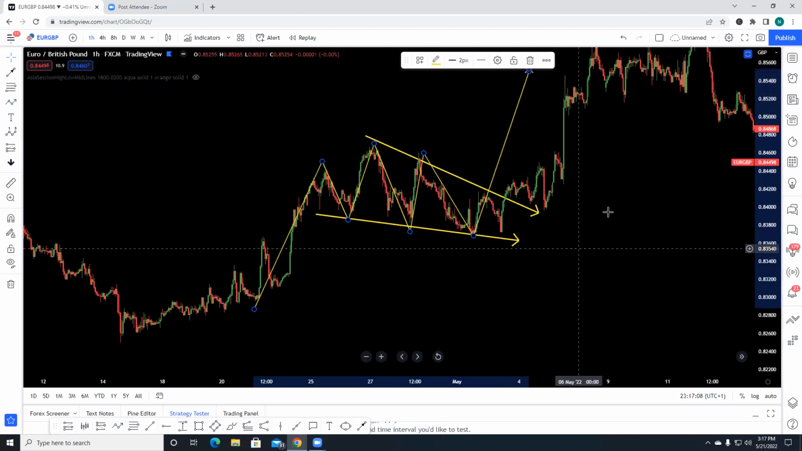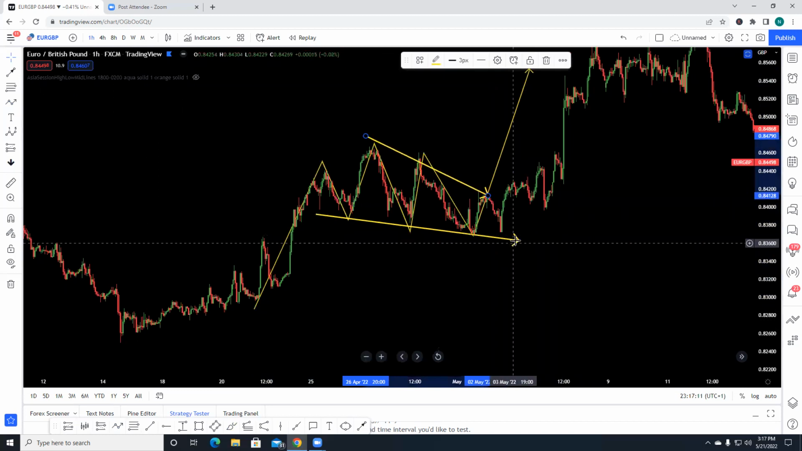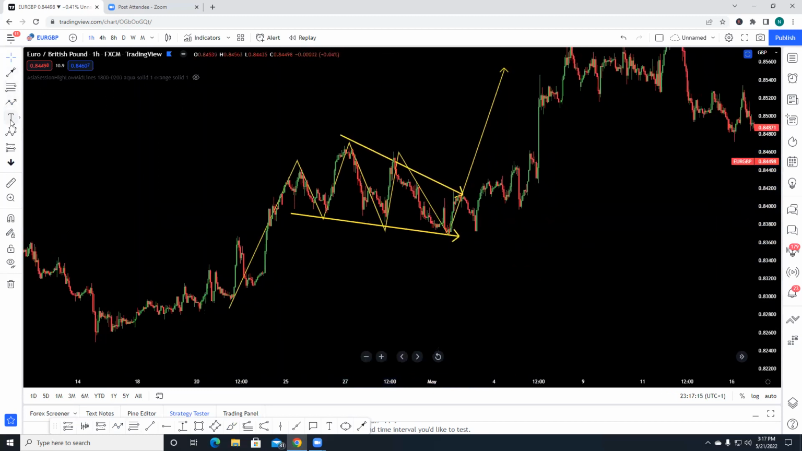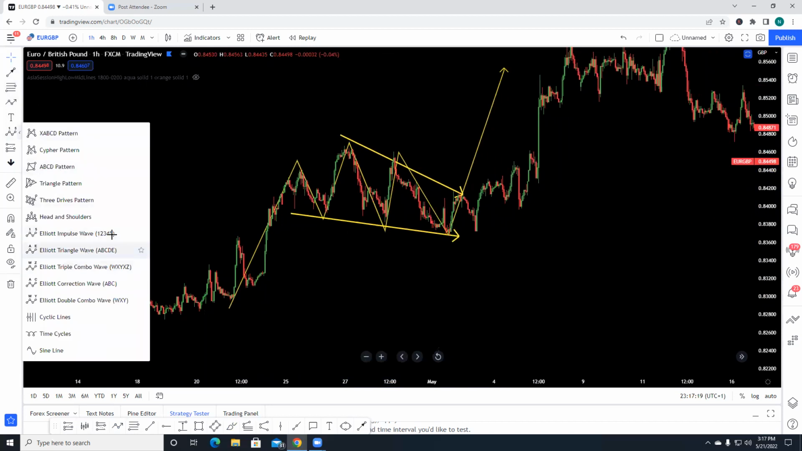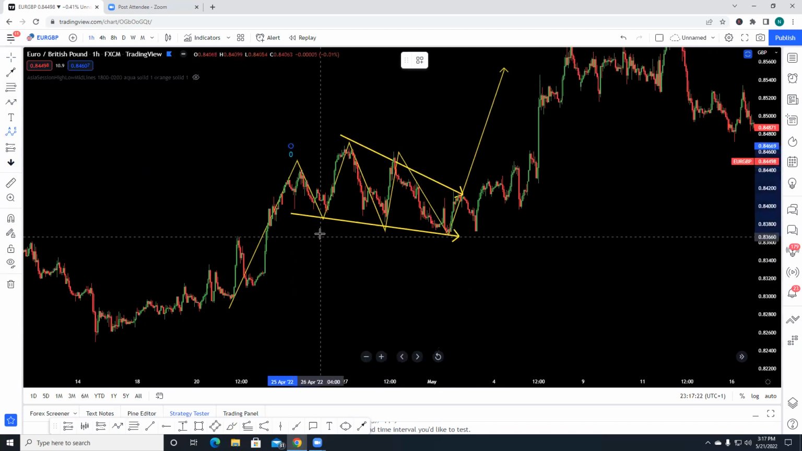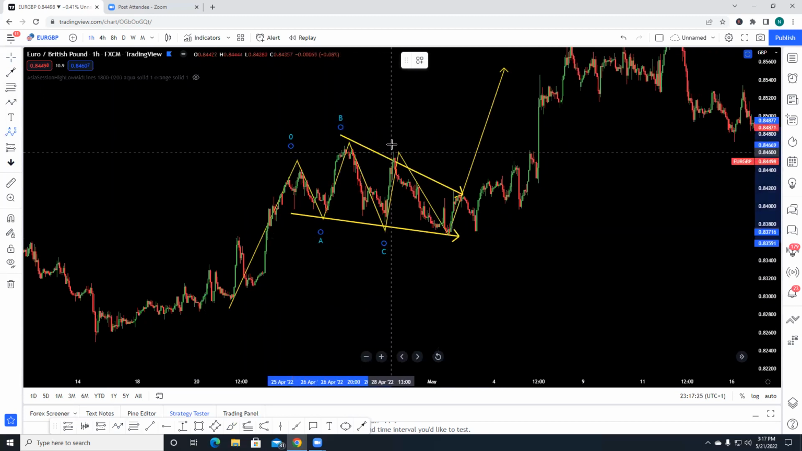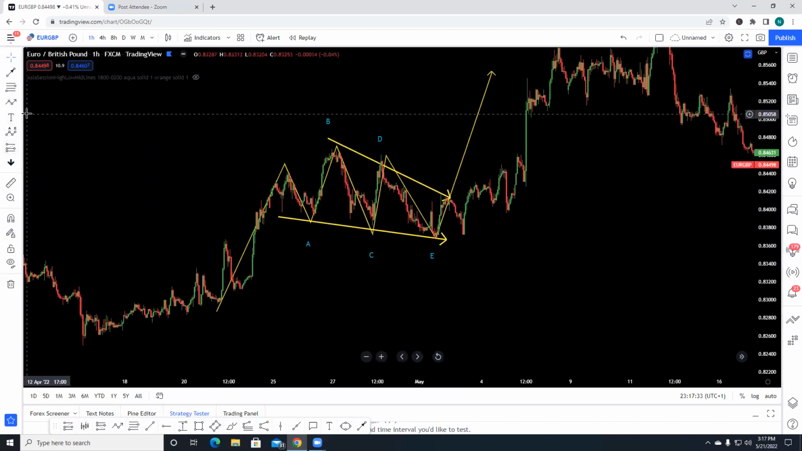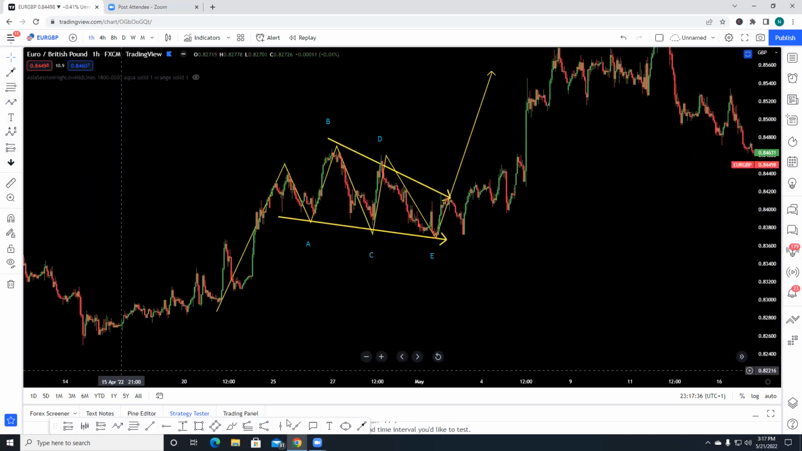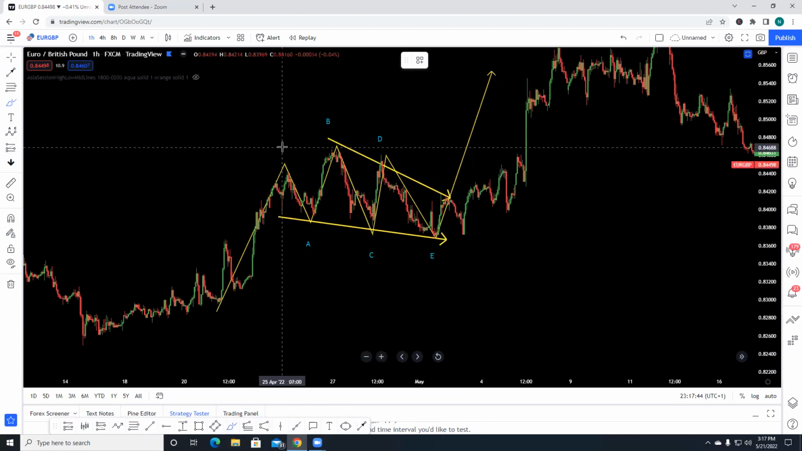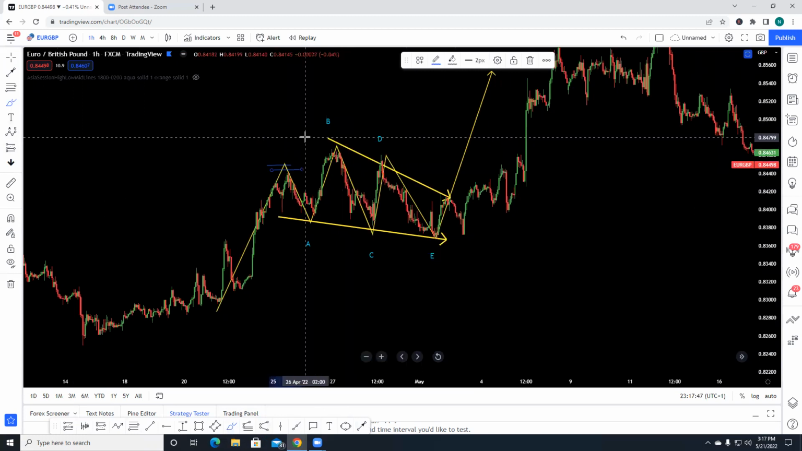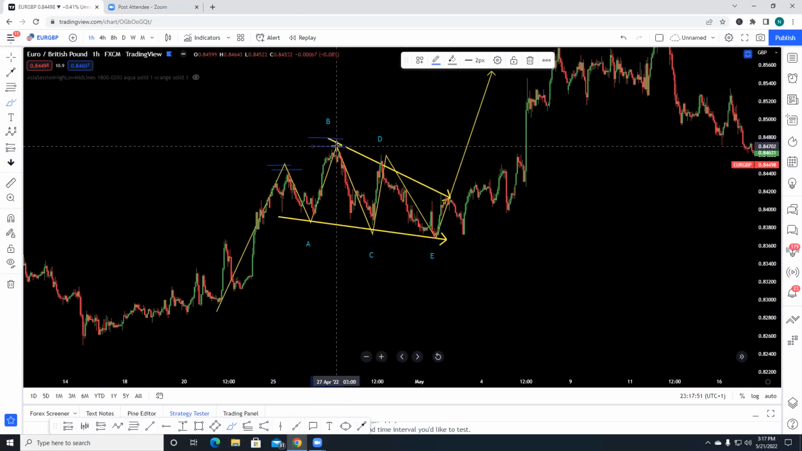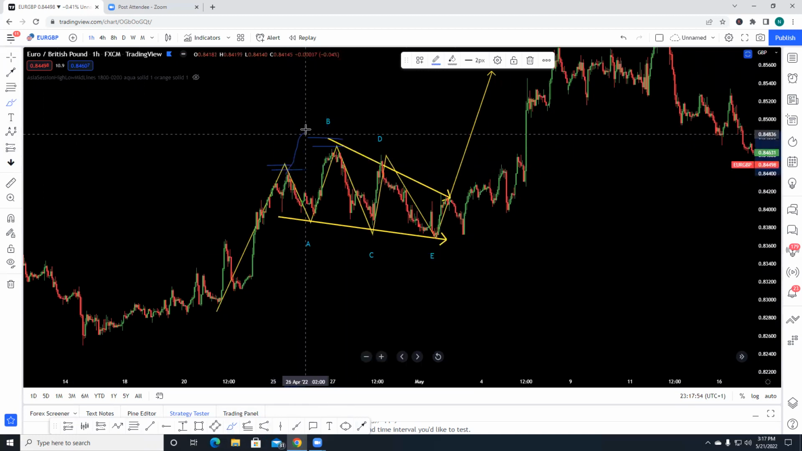This is a triangle, guys. It ends here. Let's label it, guys. I'm going to show you an example of what we have been doing. After they move to the upside, this is A, B, C, D, and E. Somebody can remind me, guys, what type of triangle is this? Somebody might be tempted to say this is a symmetrical triangle, and in as much as I can agree with you a little, this is what's called a running triangle, because the beginning of wave A does not get to the end of wave B, in as much as this does not come to touch this level here. This is a running triangle.